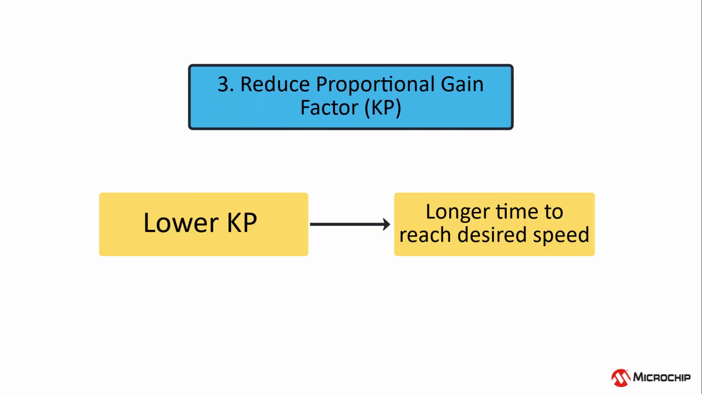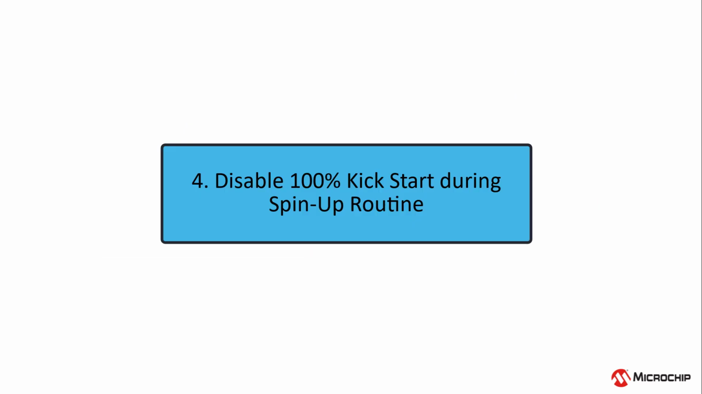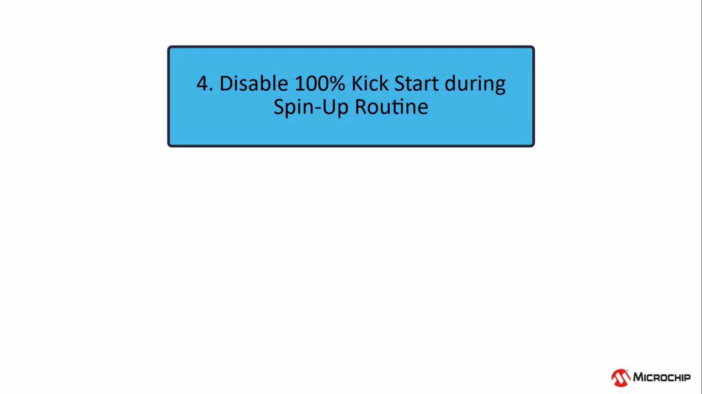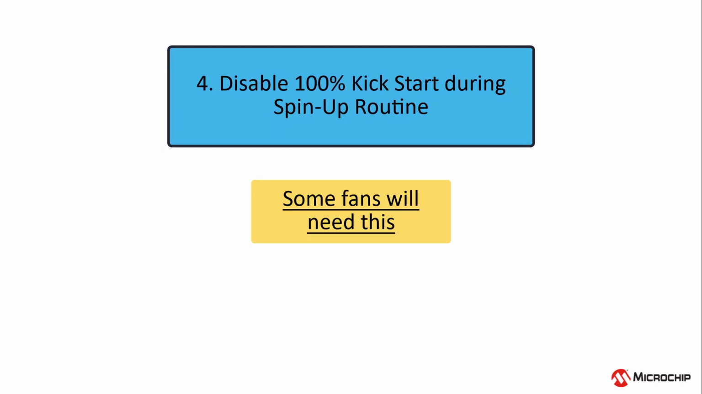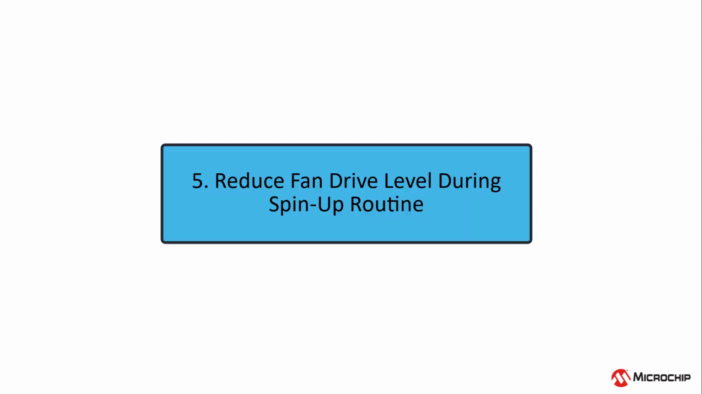Note, a lower proportional gain will slow down the control response, so it will take longer to reach a new target RPM. Fourth, disable the 100% duty cycle on spin-up. Enabling the 100% duty cycle on spin-up will drive the fans to 100% PWM duty cycle. This can cause the fan to go way above the target RPM if spin-up keeps getting invoked. Note, however, that it is possible that some fans will not start without the 100% duty cycle kick.